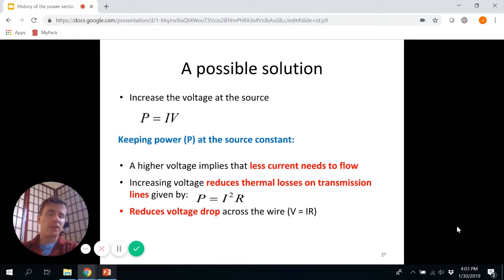But if we increase the voltage significantly, and that allows us to decrease the amount of current that we're sending on the circuit, that's a way for us to keep this value of thermal losses on transmission lines, or P equals I squared times R, as small as possible. At the same time, the voltage drop across the wire from adding more and more light bulbs isn't as significant, because that voltage drop we quantify as V equals IR, and if I is really small, that means the voltage drop is also small.